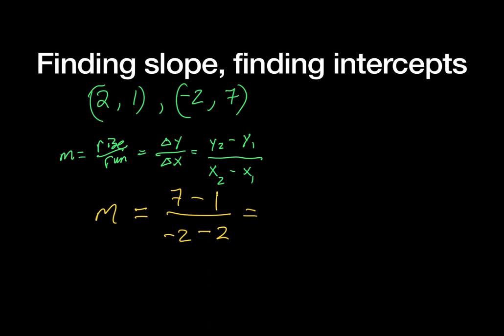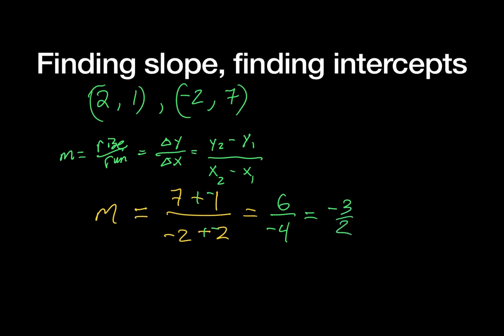And if it helps, I like to write subtraction as plus a negative. So I have 7 plus negative 1, which is 6. I have negative 2 plus another negative 2, that's negative 4. So this reduces to negative 3/2.